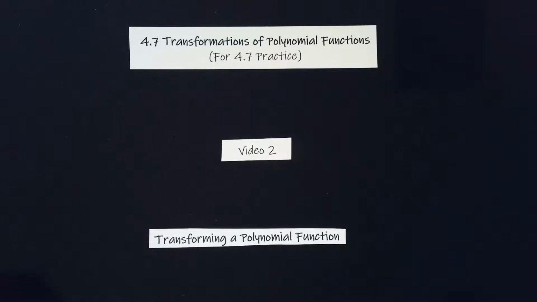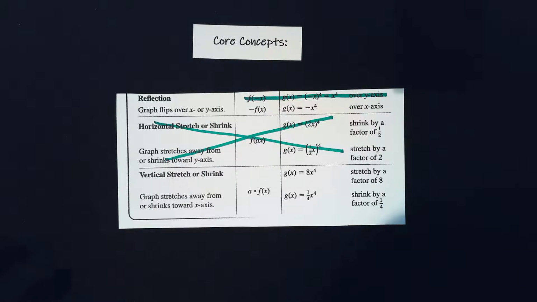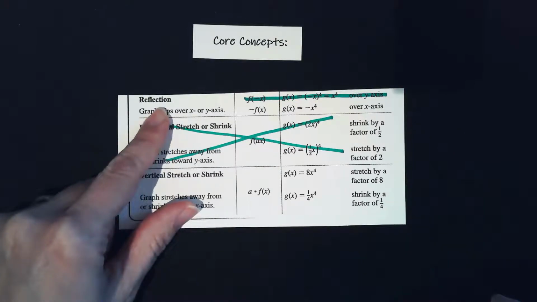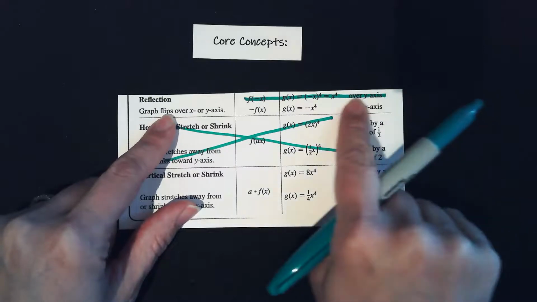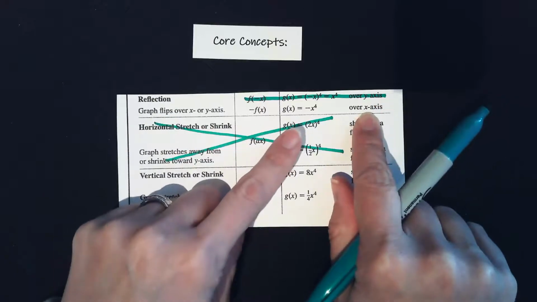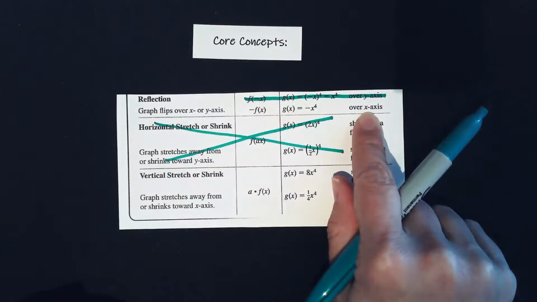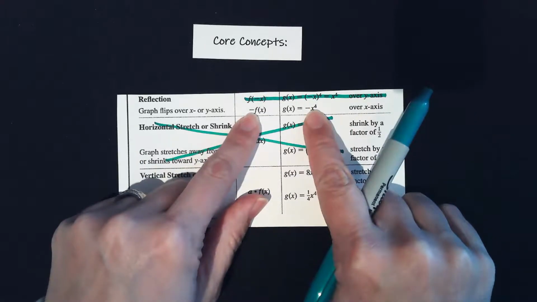This is video number 2 of 4.7, Transformations of Polynomial Functions, and we are transforming a polynomial function. For our core concepts, we have already talked about translating horizontally and vertically. Now we're going to talk about reflections. There are reflections over the x-axis and the y-axis, but we only do reflecting over the x-axis in our class, and that is where you have a negative in front of the entire function.